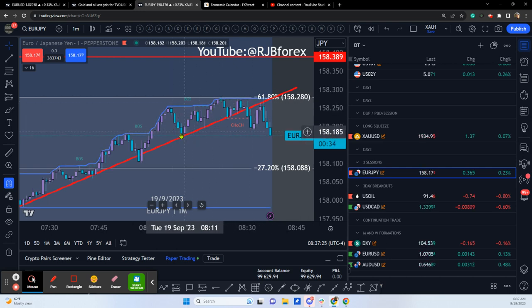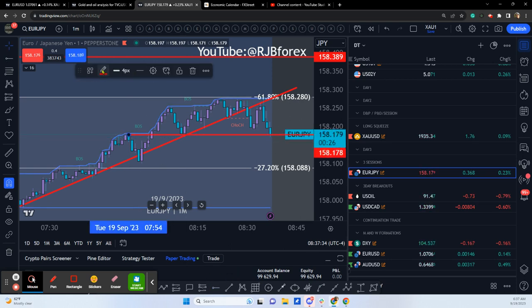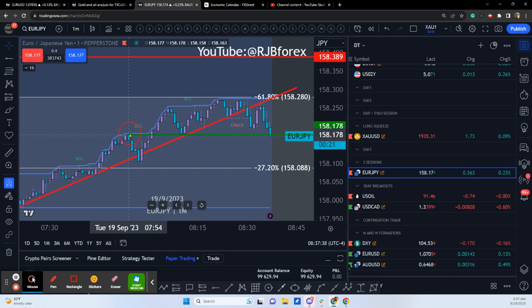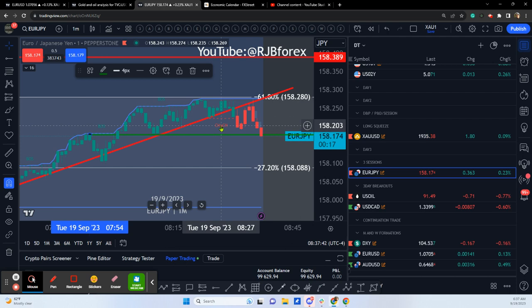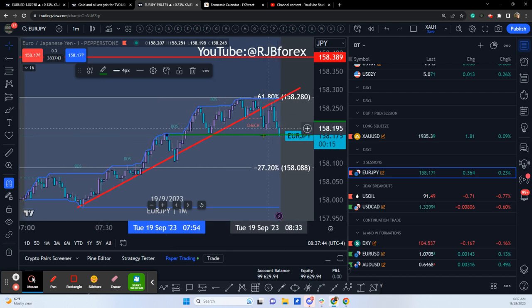Right, we've still got structure really. I mean, you've got a change in character, but you've got potential support over here. We're digging into it. So we're getting some early moves, potentially setting us up for the day.